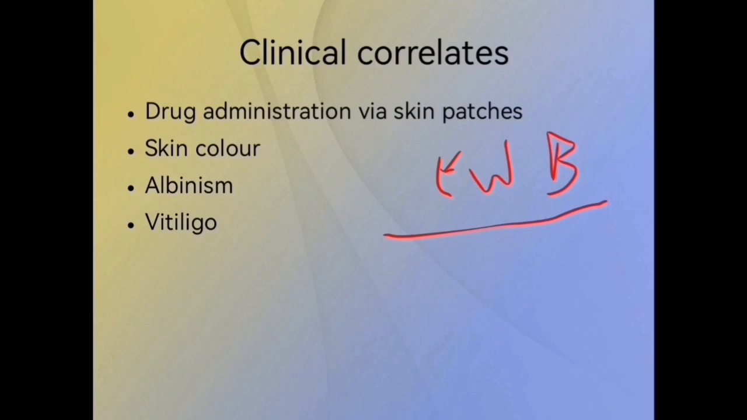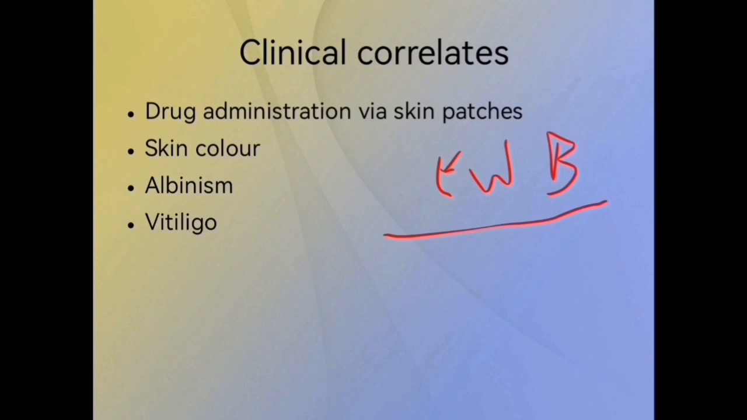Albinism is mainly caused by partial or complete absence of melanin production by the melanocytes. This is mainly due to a defect in the enzyme tyrosinase, which is required in melanin synthesis. So this person has little to no melanin in their skin, which is why their skin appears pale.